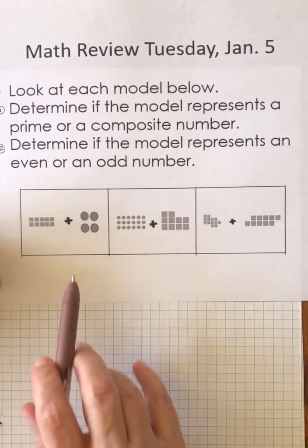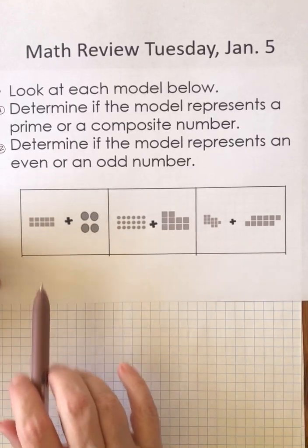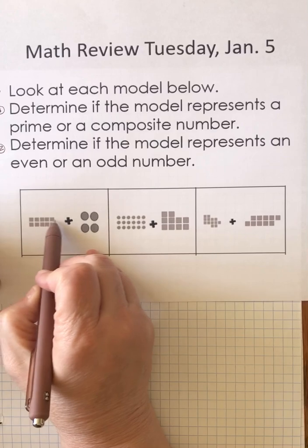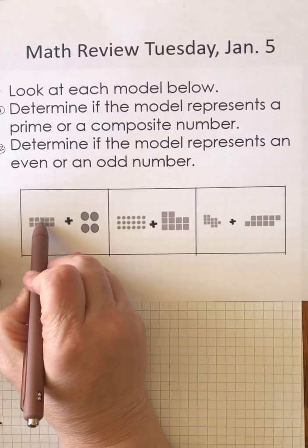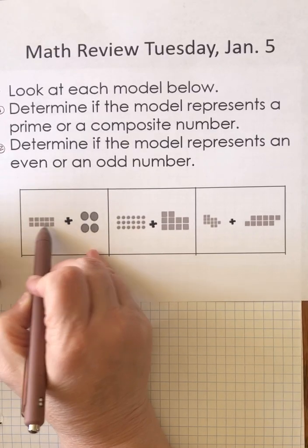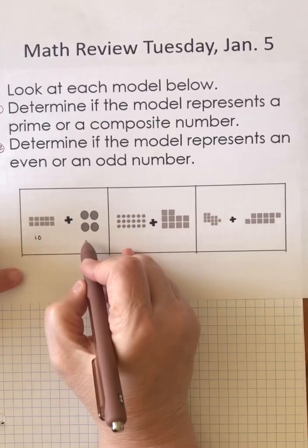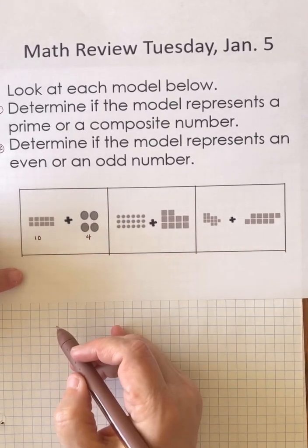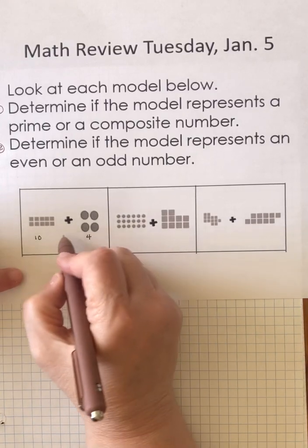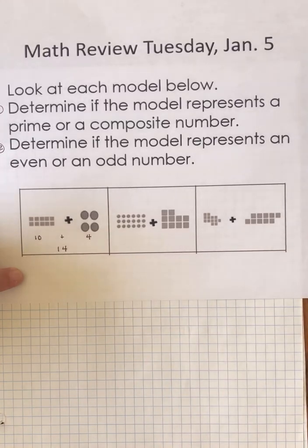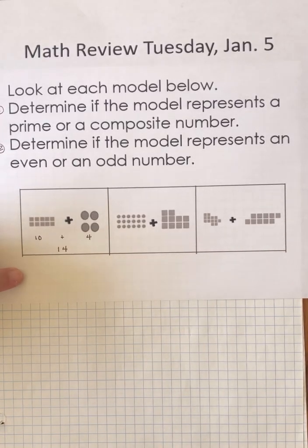And the way that I like to do this, instead of just looking at it, I'm going to put some numbers attached to it. So I'm going to count how many little squares we have here. We have 1, 2, 3, 4, 5. There's 2 rows, so I have 10 squares. And I have 4 circles. And when I add them together, my answer is 14. Now, first of all, is 14 a prime or composite number?